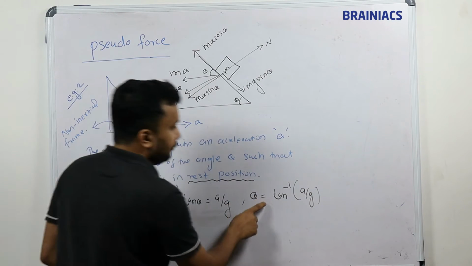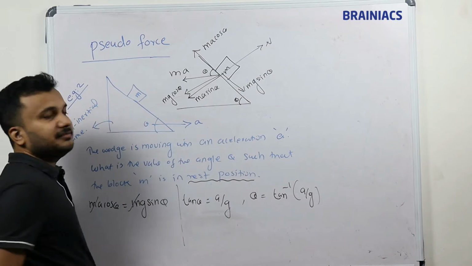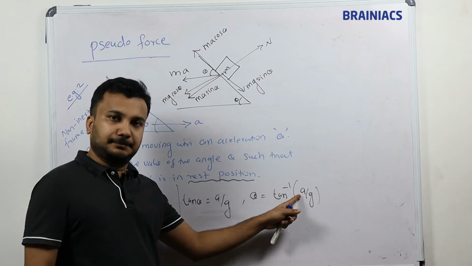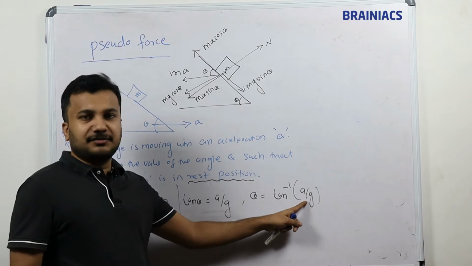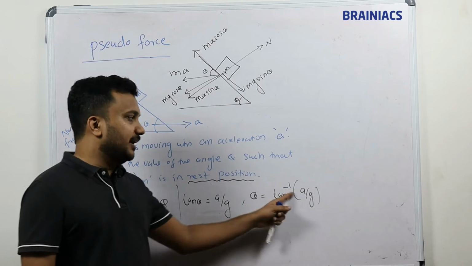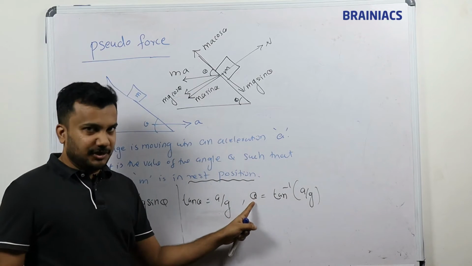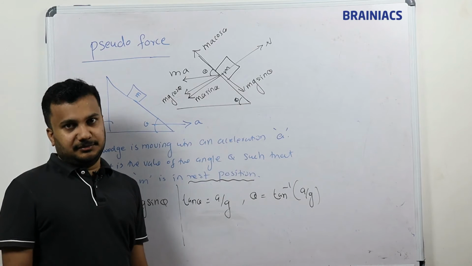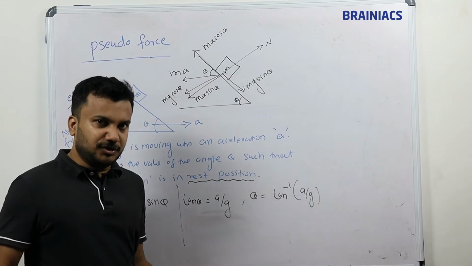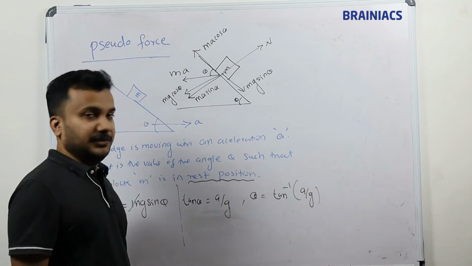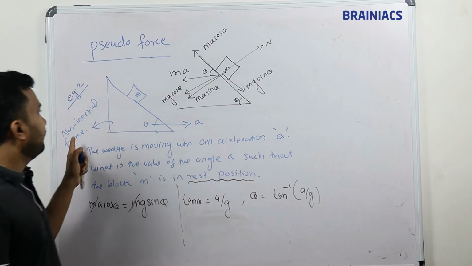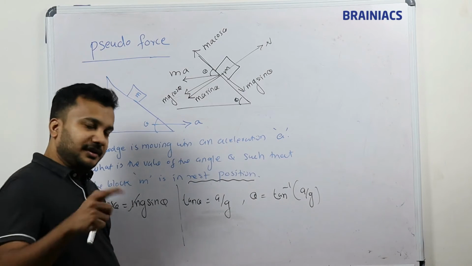So this is the value of theta at which the block is at rest. If acceleration is equal to 10, for example, then what is the value of g? g will be equal to 10. So 10 by 10 means 1. What is tan inverse 1? 45 degrees. So your theta will be equal to 45. Tan 45 is 1, so tan inverse 1 is 45 degrees. This is one example of a non-inertial frame. We'll take another example.